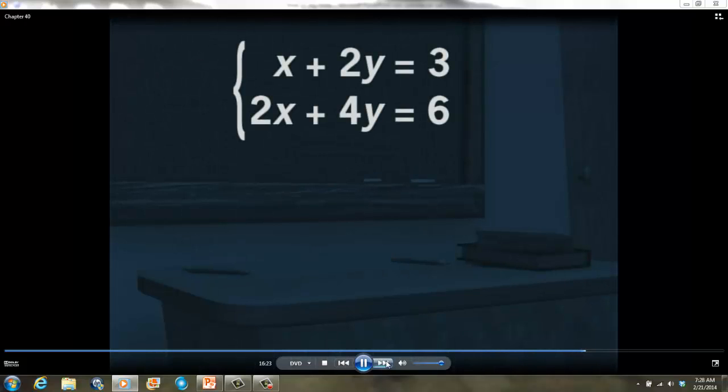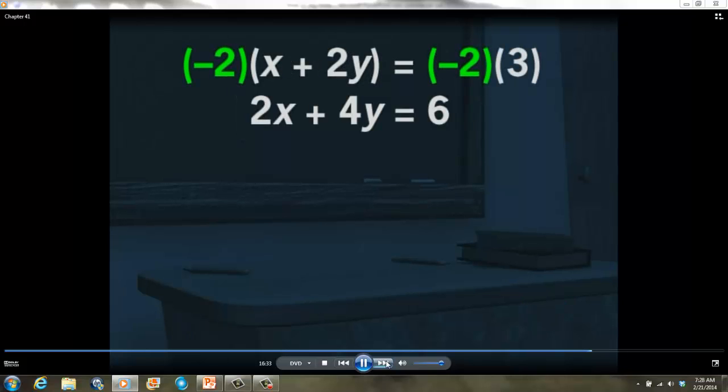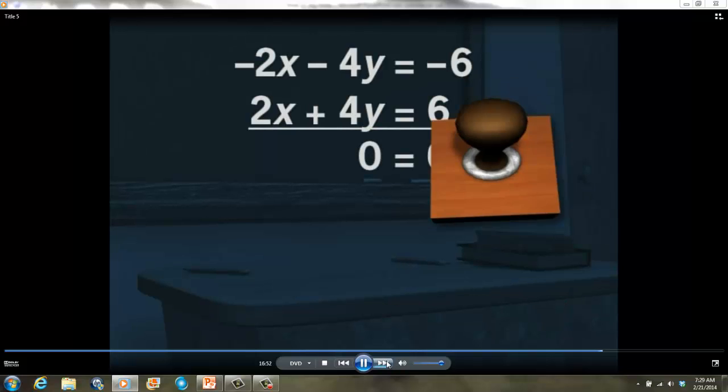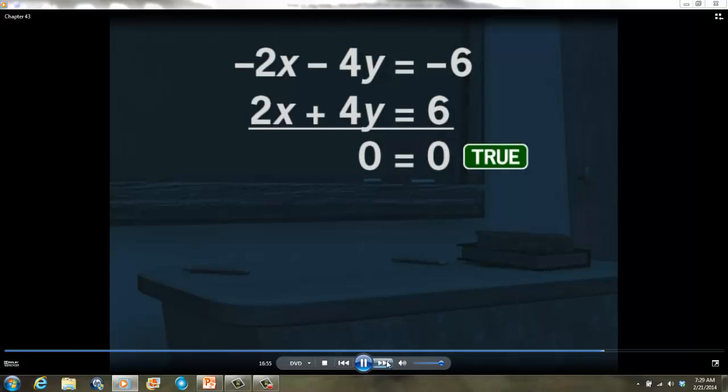X plus 2y is equal to 3, and 2x plus 4y is equal to 6. How would we solve this system of equations? Multiply the first equation by negative 2. That makes the coefficients of the x terms opposites. This is scary. The coefficients of the y terms are also opposites. What do we get when we add the equations? 0 is equal to 0. That's true. But all the variables are gone again.